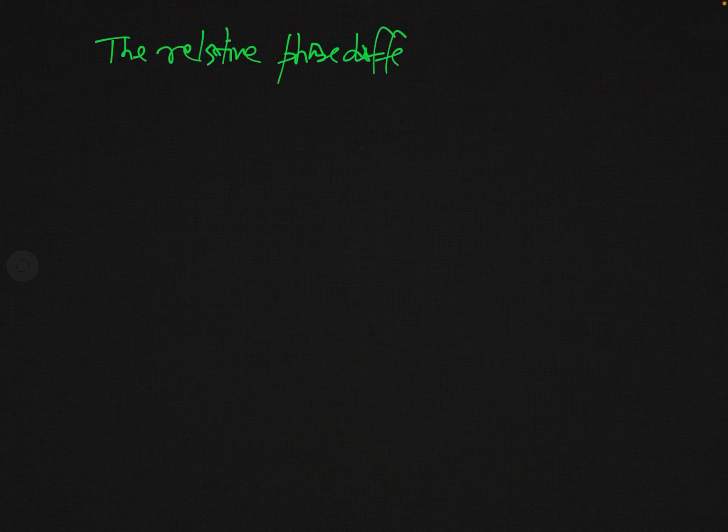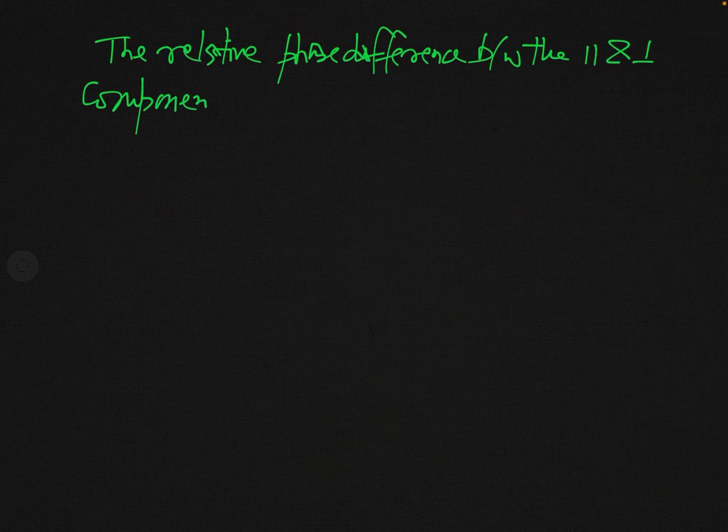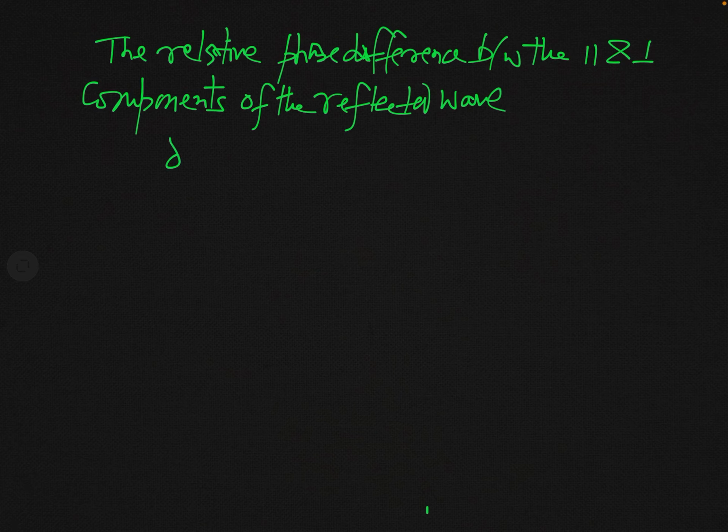So now our aim is to calculate the relative phase difference between the parallel and perpendicular components of the reflected electromagnetic wave. So now let us proceed to find this relative phase difference. Relative phase difference means what? It means the difference in the phase retardation of both. So let us see the relative phase difference between the parallel and perpendicular components of the reflected wave.